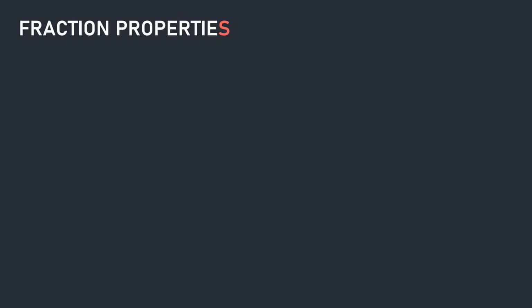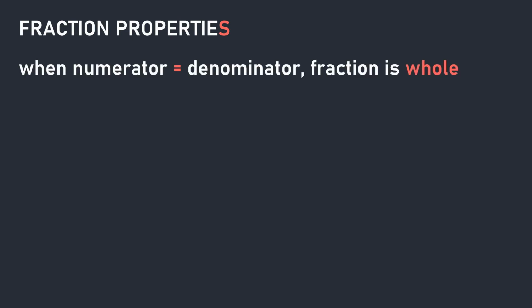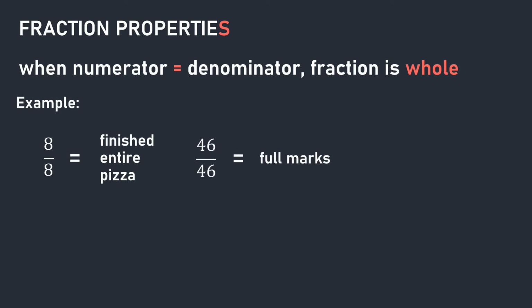In a fraction, when the numerator equals the denominator, the fraction is considered to be whole. It's considered to be complete. So going with our previous examples, if you ate all 8 slices of your pizza, meaning your fraction would look like 8 over 8, that would mean that you finished the entire pizza. Similarly, if you scored 46 marks out of 46 marks in your test, that means that you would have received full marks or completed that test in its entirety.